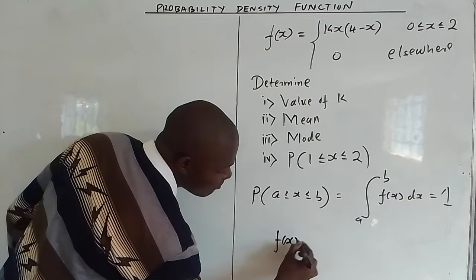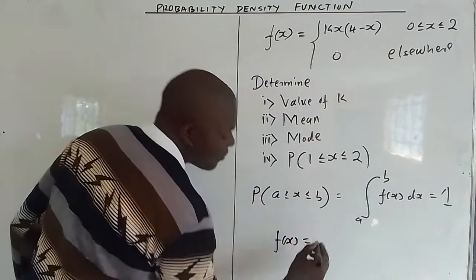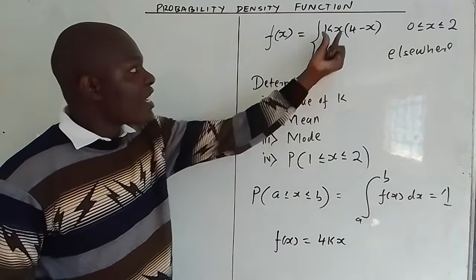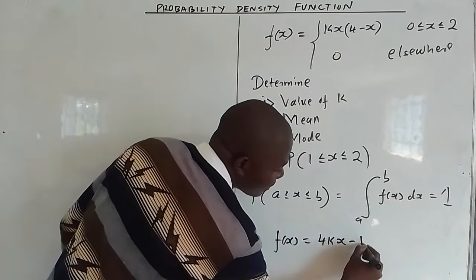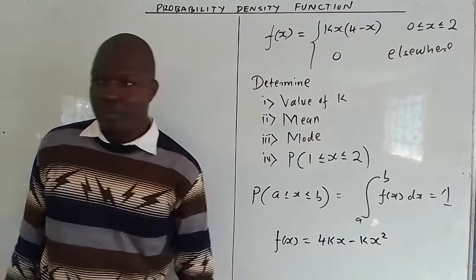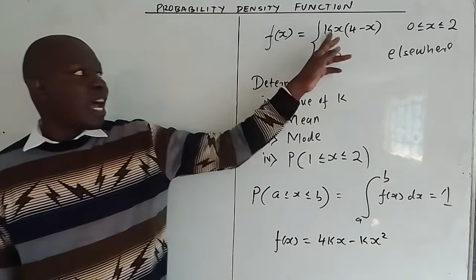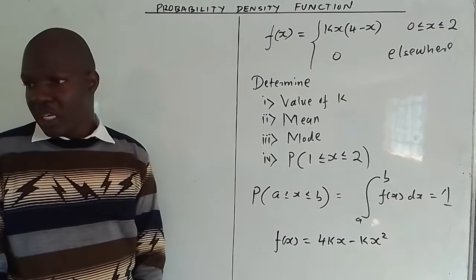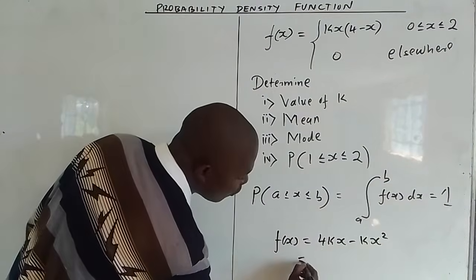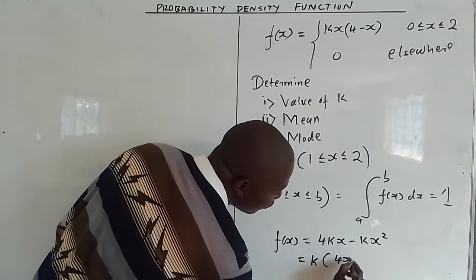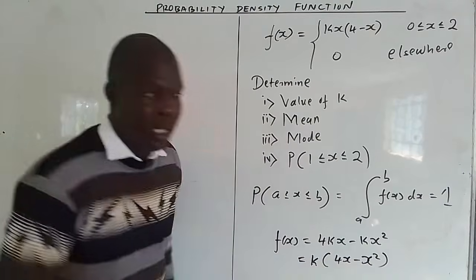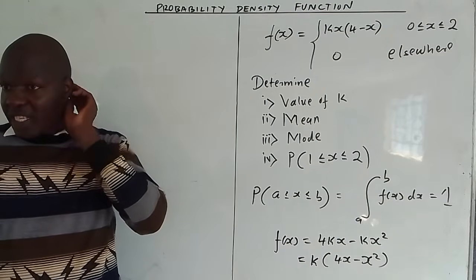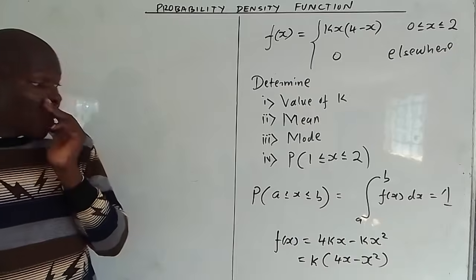You can see f of x is kx times 4, which is 4kx, then kx times negative x, which is minus kx squared. Or maybe you can leave k outside and take only x inside. That's another option. You can leave k outside, so you end up with k into (4x minus x squared). Because k is a constant, there's no need of taking a constant inside. Okay? Now, what do you know?